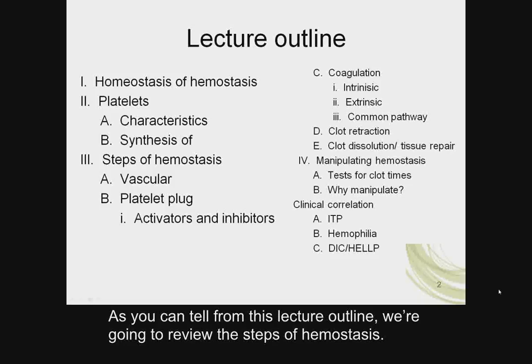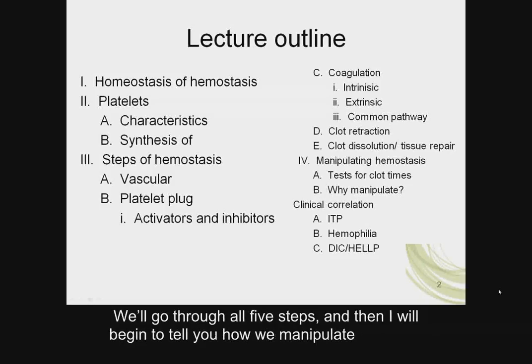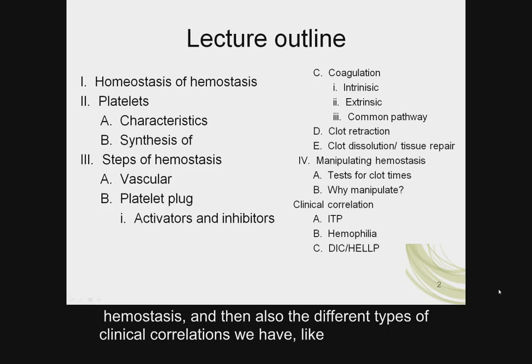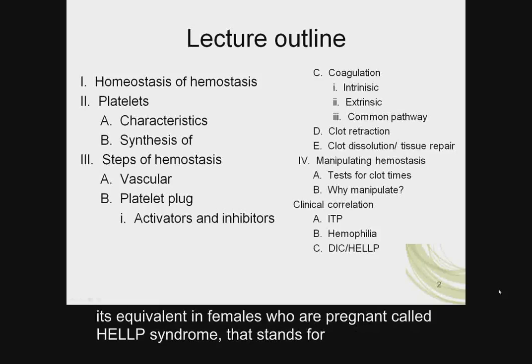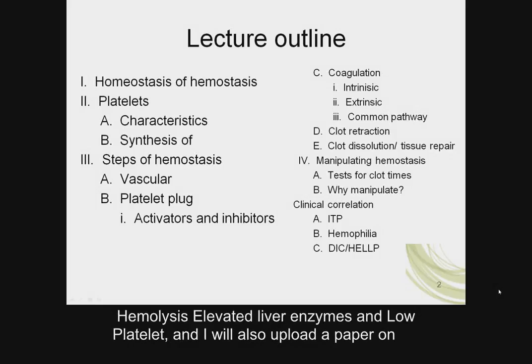As you can tell from this lecture outline, we're going to review the steps of hemostasis. We'll go through all 5 steps, and then I will begin to tell you how we manipulate hemostasis, and then also the different types of clinical correlations we have, like idiopathic thrombocytopenia, hemophilia, disseminated intravascular coagulation, and its equivalent in females who are pregnant called HELLP syndrome. And that stands for hemolysis, elevated liver enzymes, and low platelet.